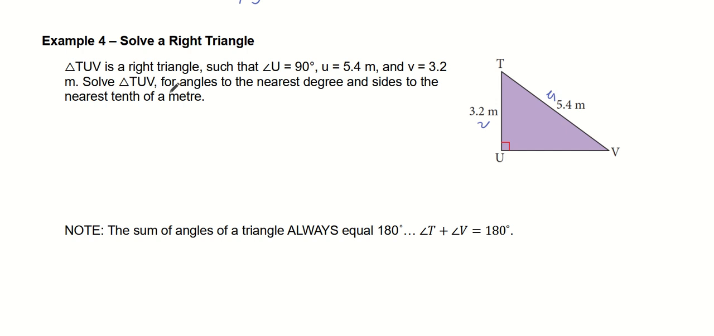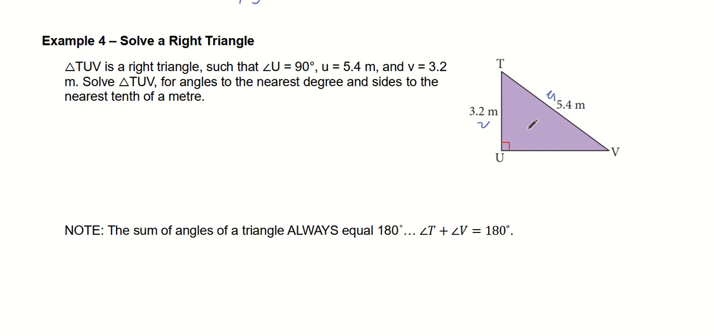And solve for TUV. So basically, you want to solve TUV for angles to the nearest degree and the sides to the nearest tenth of a meter. Okay, so I'm gonna do two equations here, but there's a shortcut method to this. So I am going to solve for the angle T and then the angle.